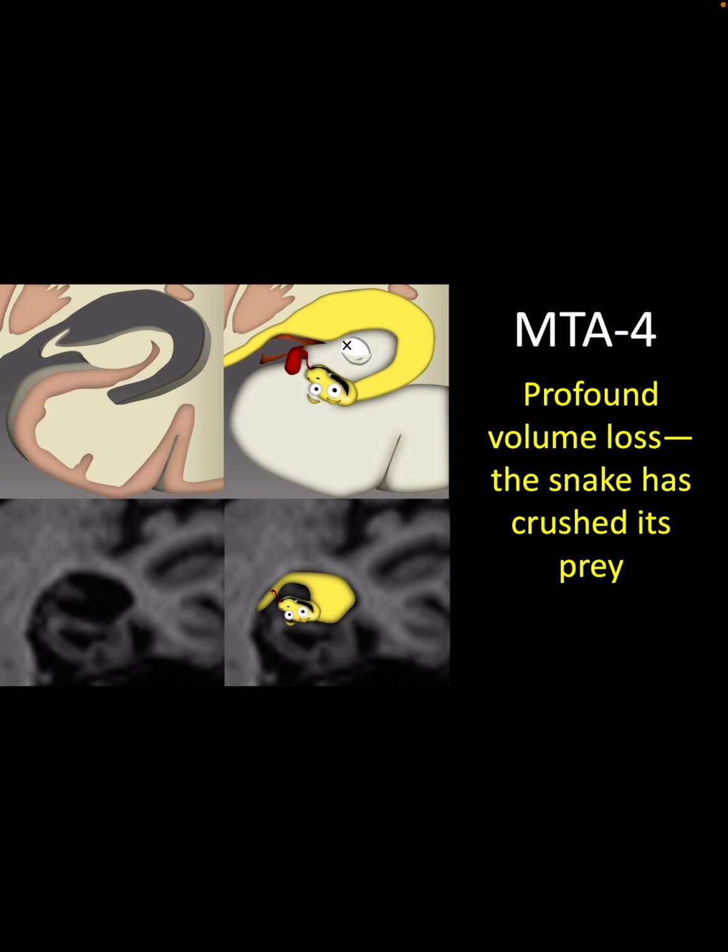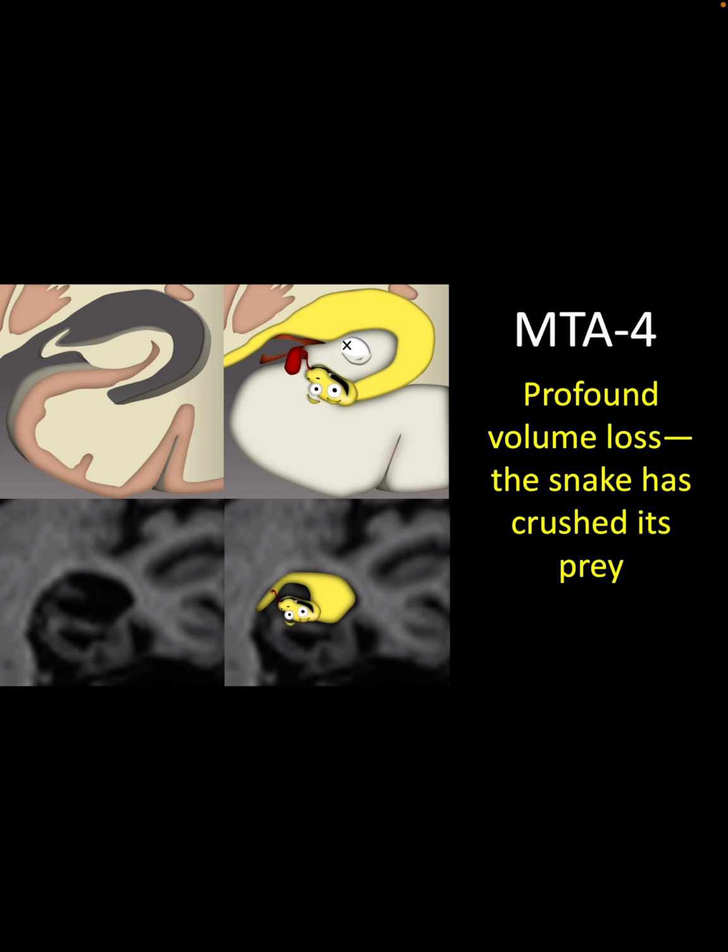So it looks like the bird's head is not just being squeezed, it's absolutely crushed, right? The boa constrictor has finally crushed the skull of its prey, and that's why the hippocampus looks so small. So when you're looking for the medial temporal atrophy score, think about where the boa constrictor is in attacking the bird. Has it just slithered in? That's a medial temporal atrophy score of 1.